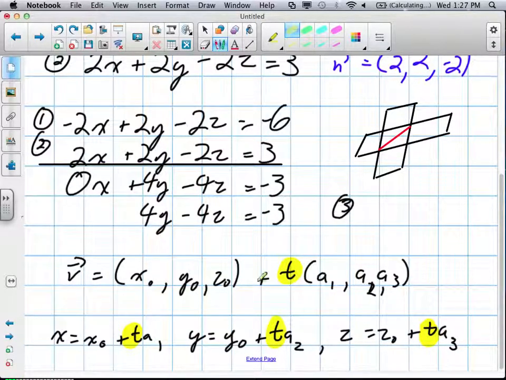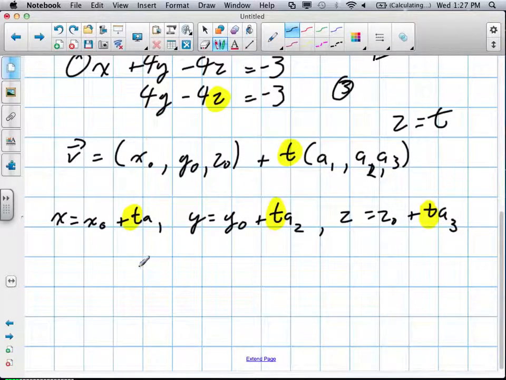So what we're going to do in this question here is set one of the variables, x, y, or z, equal to t. We're going to make it the parameter. Okay? So what we'll do in this case is set z equal to t. So z will equal our t, or our parameter in this question.